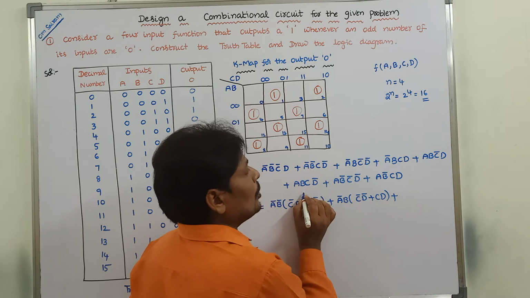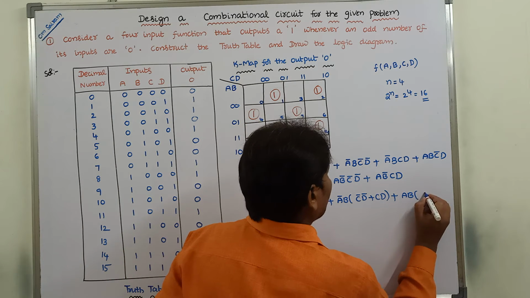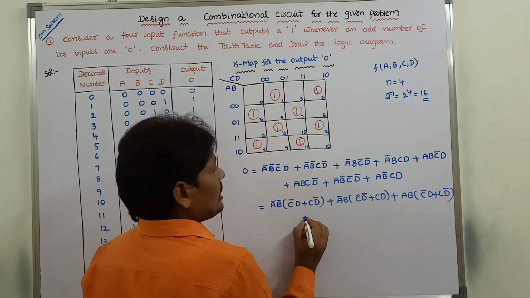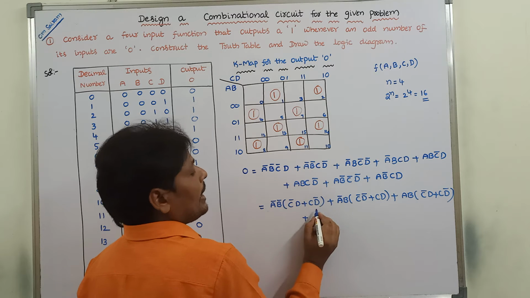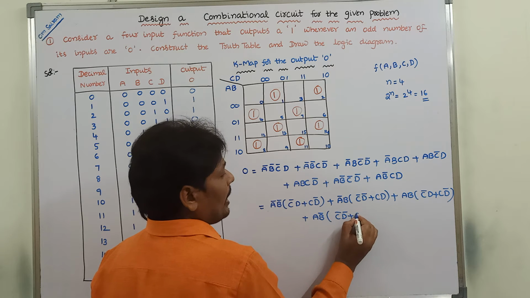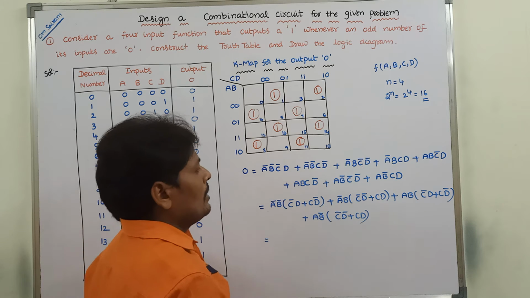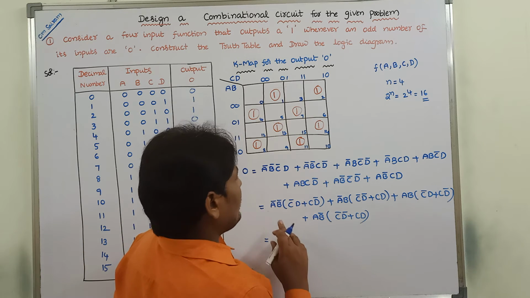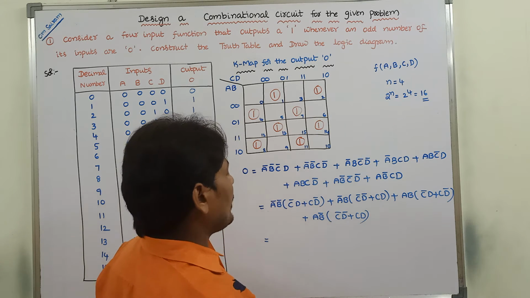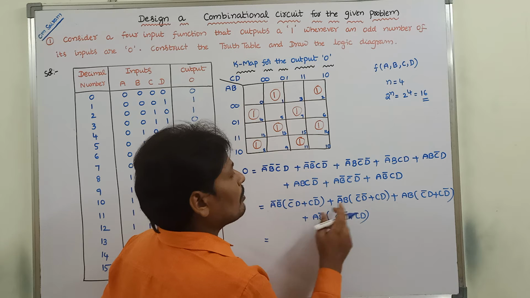Next. From these 2, I am taking the common as AB. AB common, we are getting C bar D plus CD bar. Next here, from these two, I am taking the common A into B bar. Then we are getting C bar D bar plus CD. Okay. Now, from these two, here A bar B bar, here A bar B, here AB, here AB bar. So I am taking the common from this one, C bar D plus CD bar.